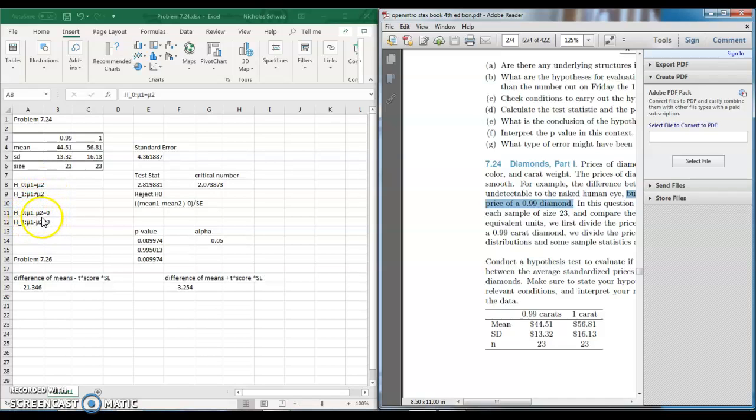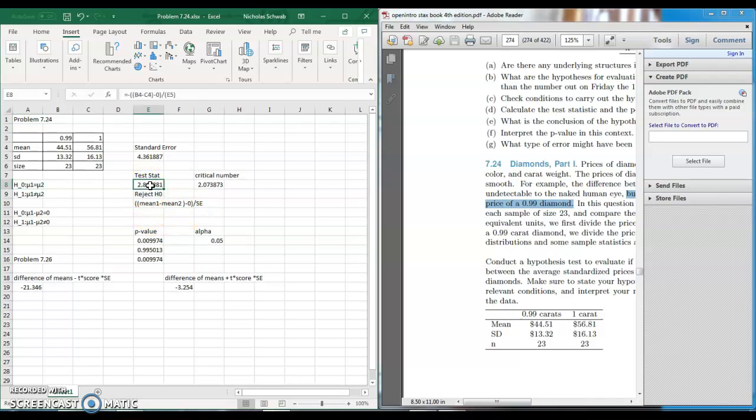But this is how we actually think about our test statistic. With our test statistic, we take our sample mean 1 and subtract off the sample mean 2, and we compare it to the mean that we would expect. We would expect it to be 0, right? We'd expect that the difference between these two prices, because it's undetectable to a human eye, would be 0. And then we're going to take that and divide it by our standard error. So this is how we compute our test statistic.